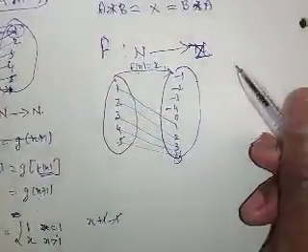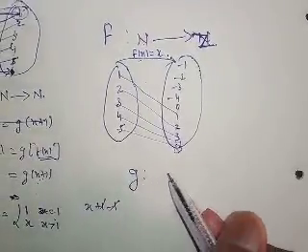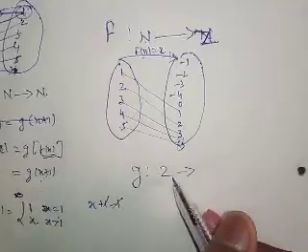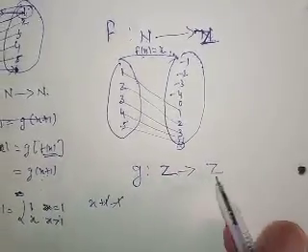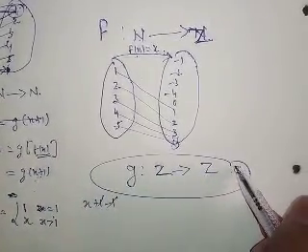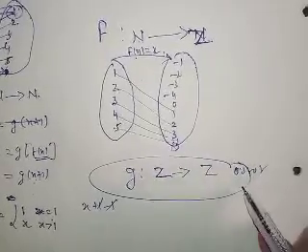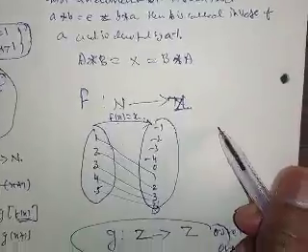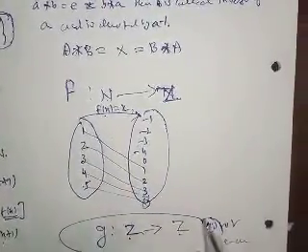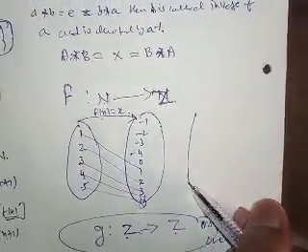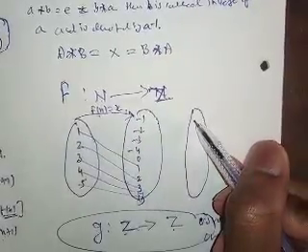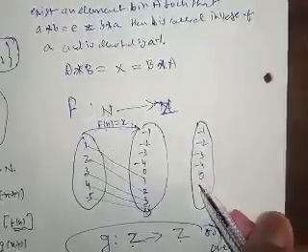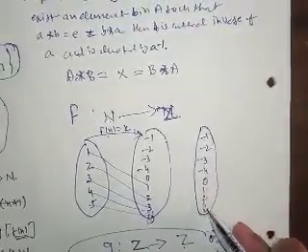Now we have to prove that g, which is defined from Z to Z, is not 1-1, is it? How will we show this? Now let's see. A function is defined from Z to Z. So let's take Z. Z is what? Minus 1, minus 2, minus 3, minus 4, 0, 1, 2, 3, 4.